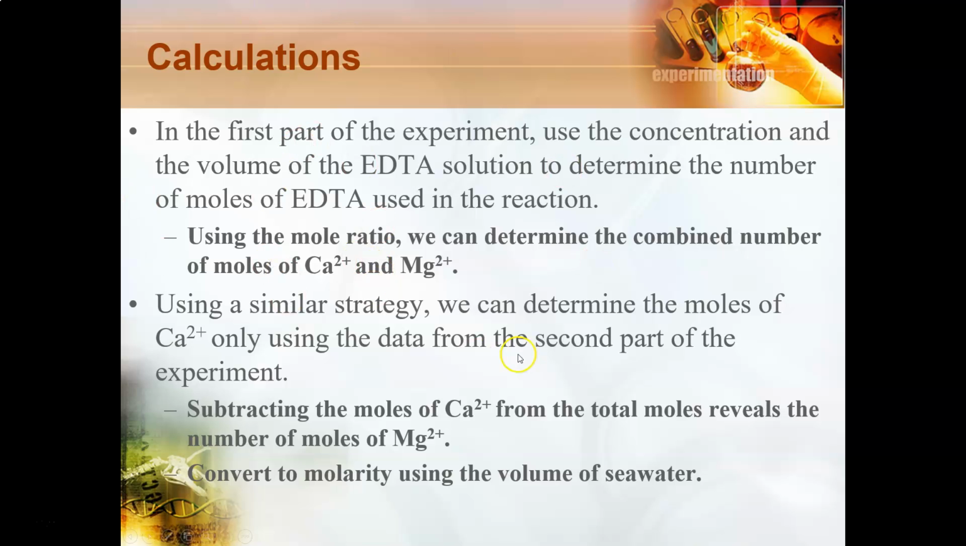But if we look at the second part of the experiment, then again, use the concentration of the EDTA and the volume to figure out the moles. Again, use the mole ratio between EDTA and calcium. And then that tells us the number of moles of calcium. So if we subtract the moles of calcium from the total moles, that will tell us the number of moles of magnesium. And we want molarity. So what you do is just go back to the volume of the seawater that you used. It's 1 milliliter, convert to liters, and then you can calculate the moles per liter in the seawater.